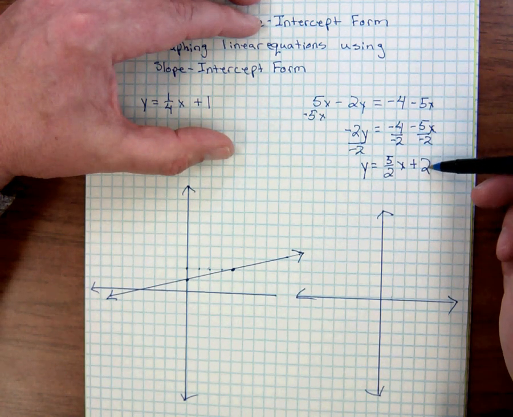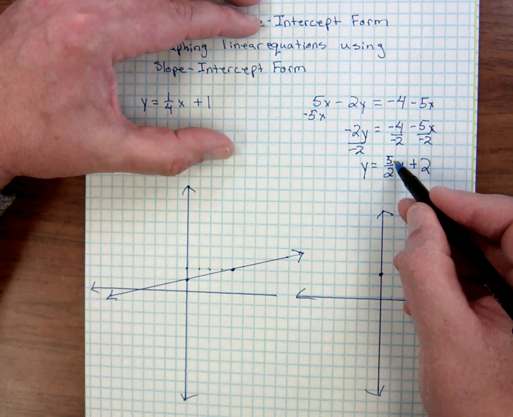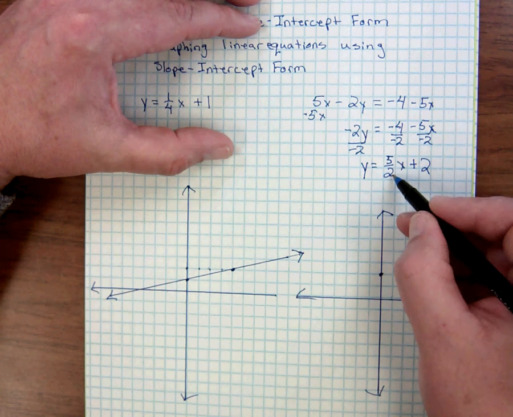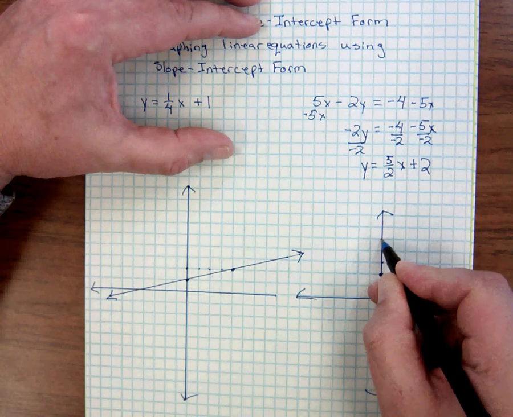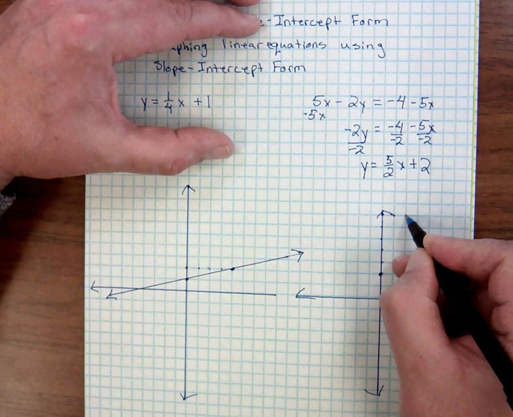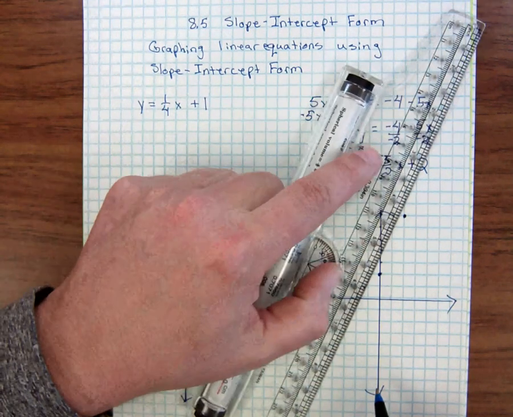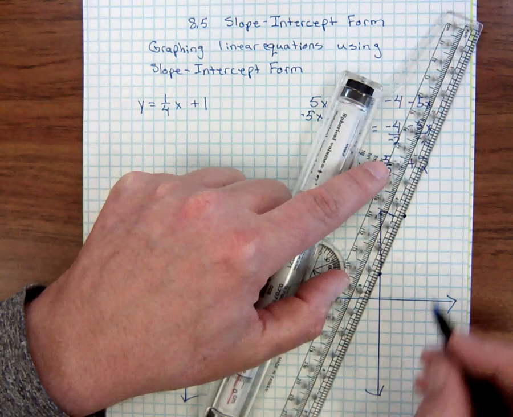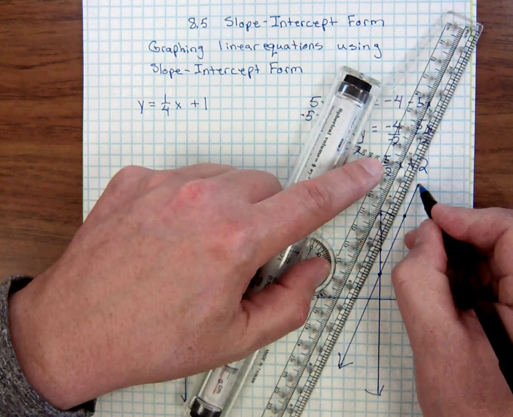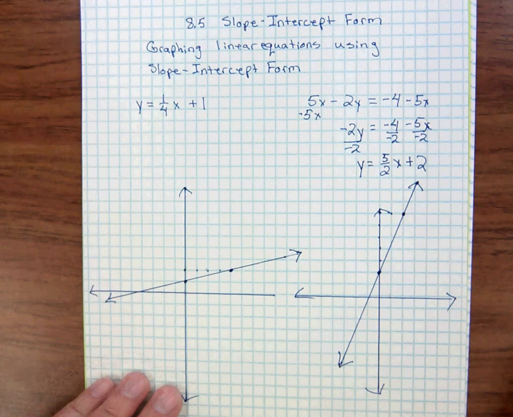We're going to go to our y-intercept at 2, and our slope, rise over run, has a rise of 5 and a run of 2. So with our rise of 5 and our run of a positive 2, we've created the 2 points that we need to draw the line. And it really is as simple as that.